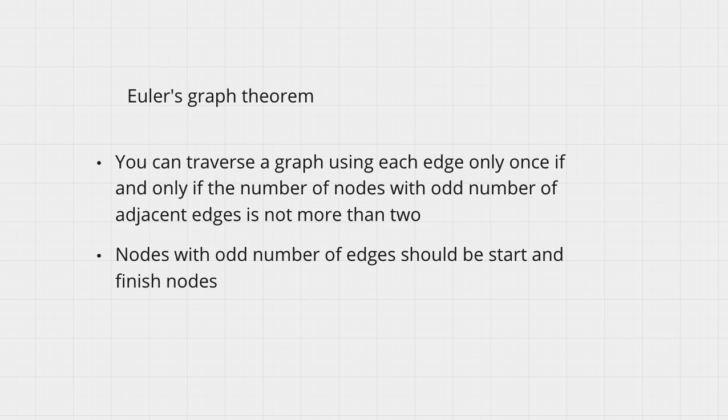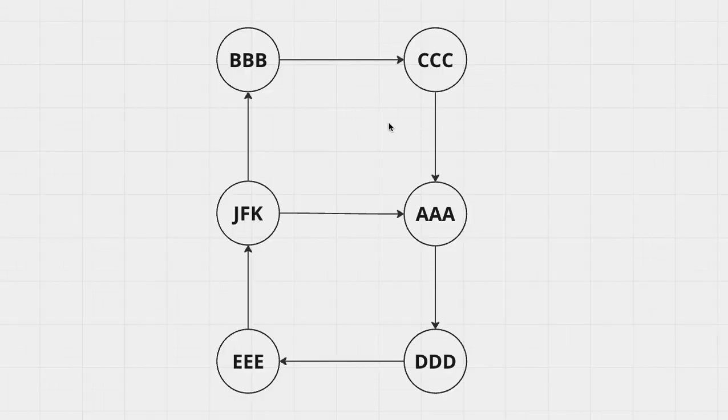Also, those nodes should be the start and finish of the traversal. At first, it sounds a bit complicated, but let me give you some examples and you will understand it intuitively. Look at this graph, for example.